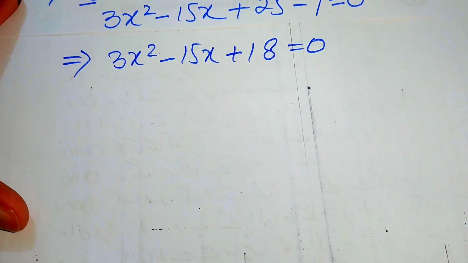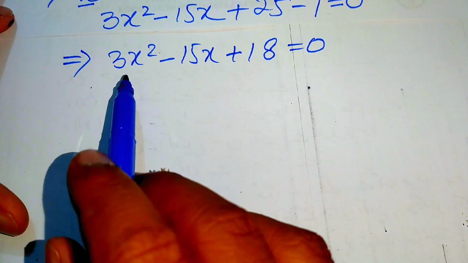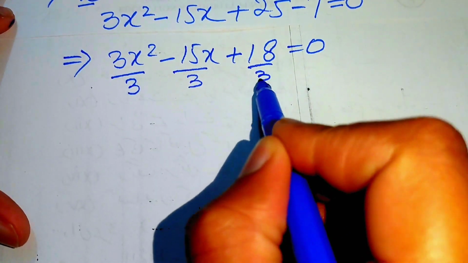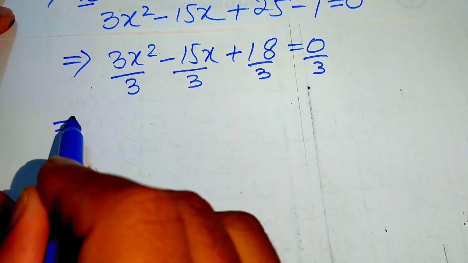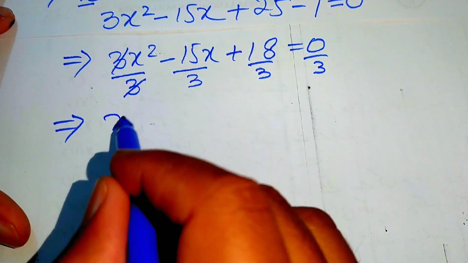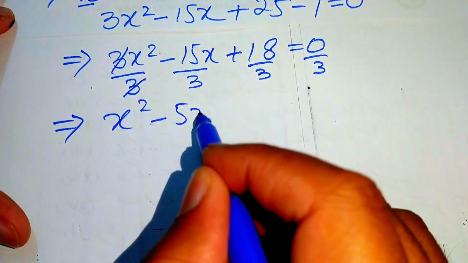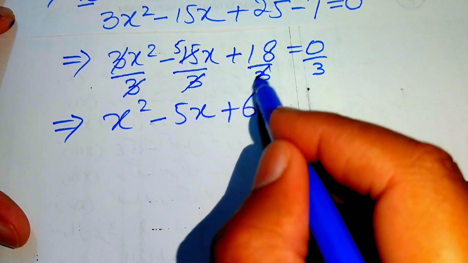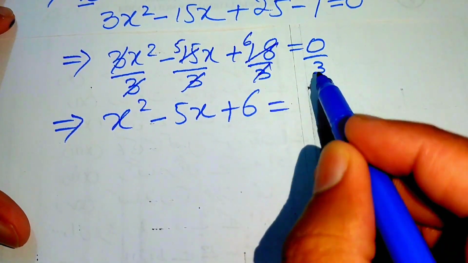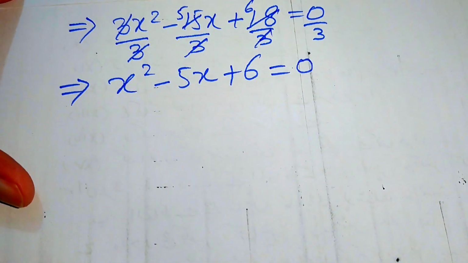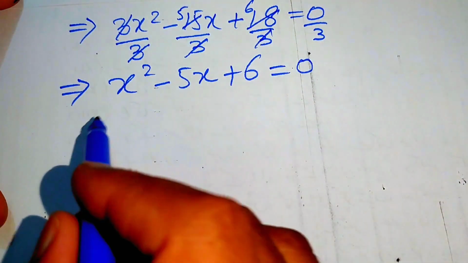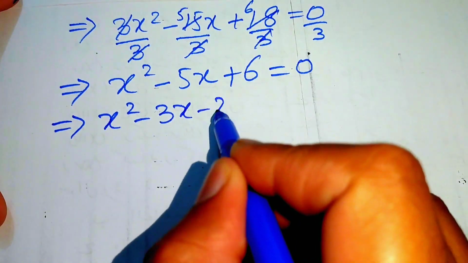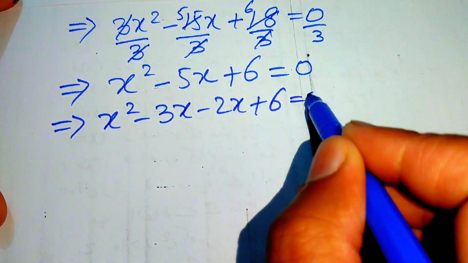And here you see we have 3 as a common term, so we divide both of the sides by 3, and we get its output in this form. So these 3 and 3 cancel each other, and we get x square minus 5x plus 6, because 3 5s are 15 and 3 6s are 18, and 0 over 3 becomes 0. So we make the factors of this equation easily. So we have x square minus 3x minus 2x plus 6 equals 0.